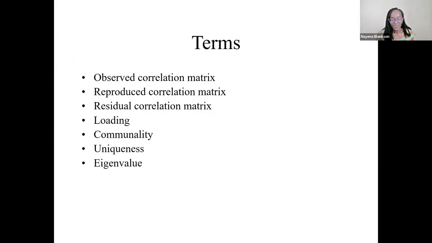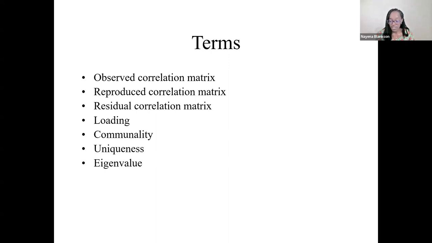All right, so the terms are: observed correlation matrix, reproduced correlation matrix, residual correlation matrix, loadings, communality, uniquenesses, and eigenvalues. It's important to understand the terms because when you run your analyses in whatever software you use, you'll get a lot of output. Understanding the terms will help with understanding the output and how to approach it, because there can be a lot of information there. So before getting into the differences between principal components analysis and exploratory factor analysis, we'll talk about these terms.